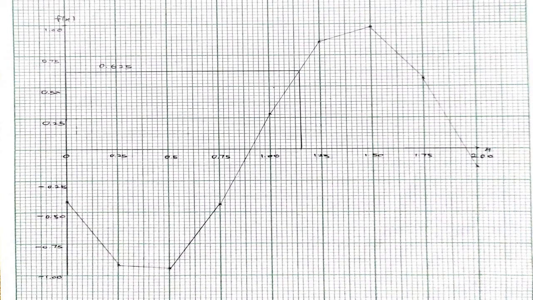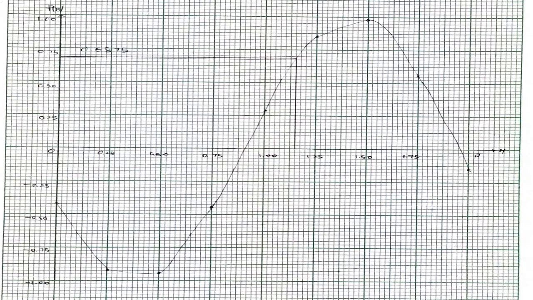Comparing these two graphs, we can see that the curvilinear graph is more accurate compared to the linear graph. Since this is a cos graph, you get a curve. You won't get a linear graph.